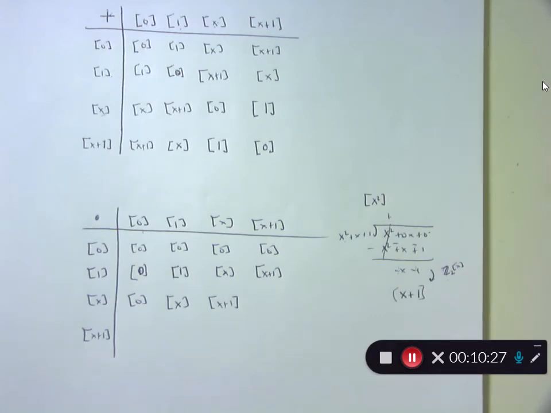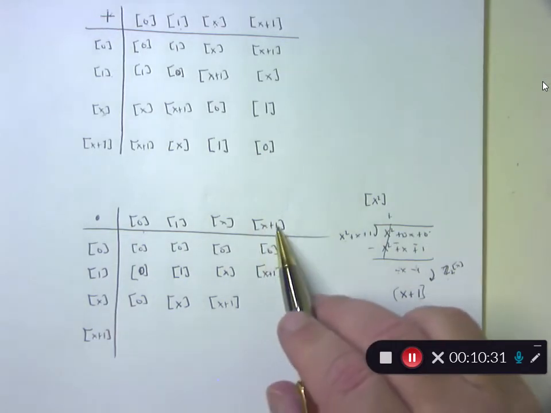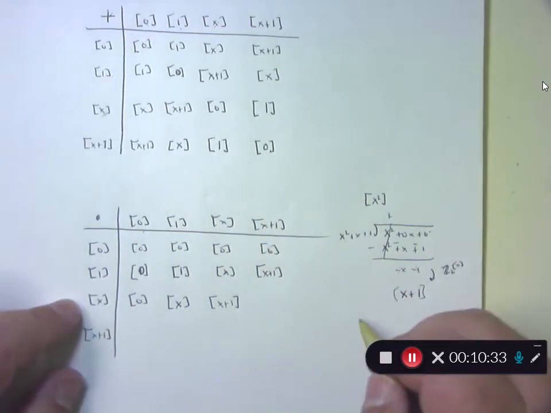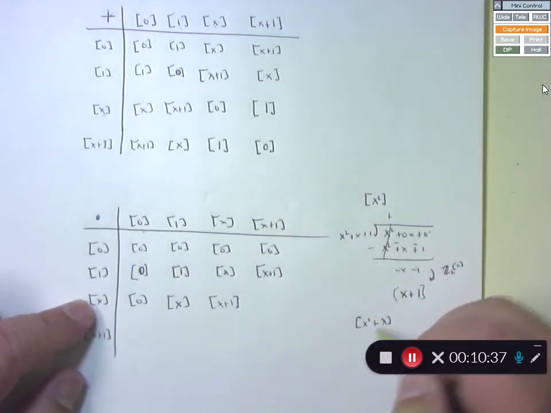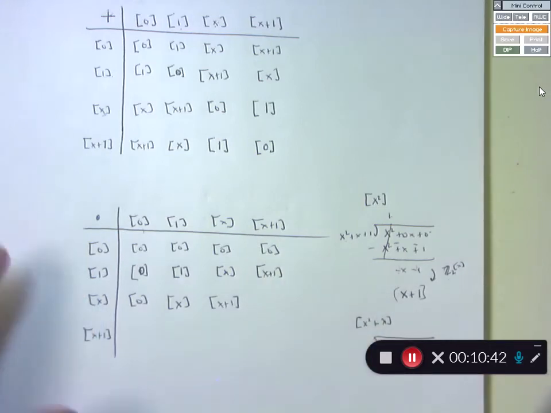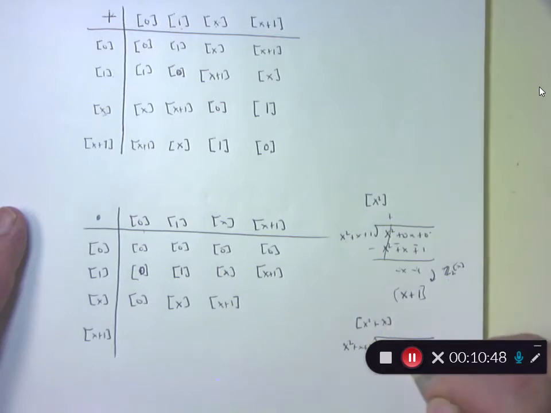Now, what is x times x plus 1? That would give you the equivalence class of x squared plus x. But again, to figure out who this is, because it's not one of my elements, I have to bring it back down. I'm going to divide x squared plus x plus 1 into that dividend of x squared plus x, officially plus 0.